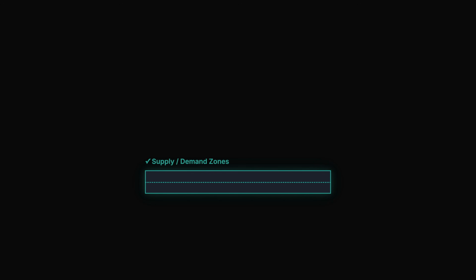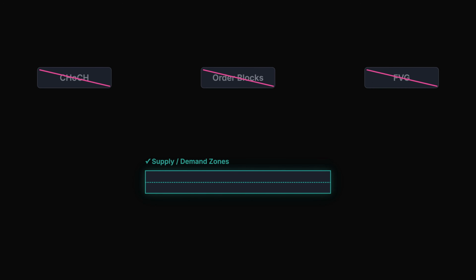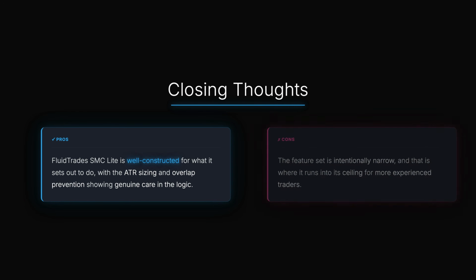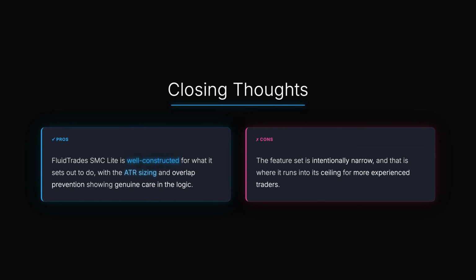What it does not cover is change of character labeling, order block detection in the institutional sense, fair value gaps, or any form of liquidity mapping. The history depth is capped at 50 zones per side, and there are no alerts built in. FluidTrades SMC Lite is well constructed for what it sets out to do, with the ATR sizing and overlap prevention showing genuine care in the logic. The feature set is intentionally narrow, and that is where it runs into its ceiling for more experienced traders.